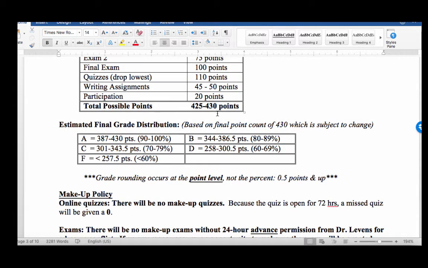So basically what this means is that if you have 343.7 points, then that 343.7 points will be rounded to 344 points. I do not round at the percent level, I only round at the point level.